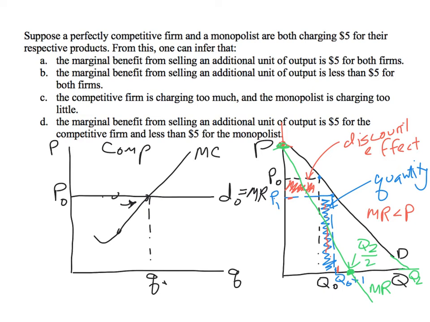Anyway, that's the key. So we can go back to the question. Marginal benefit is $5 for both firms? No, it's $5 for the competitive firm.